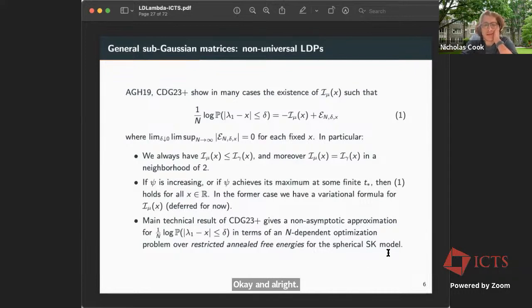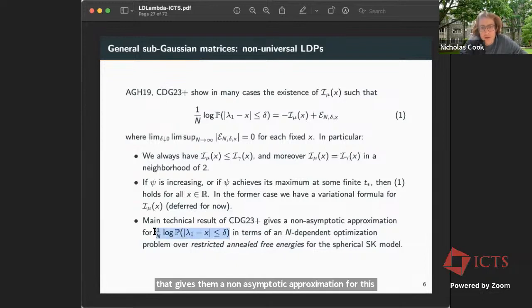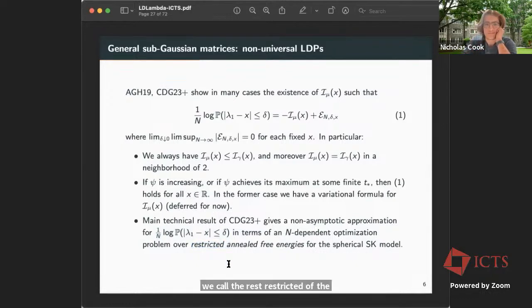So all of these cases in our work, we deduce from our main technical result, which gives a non-asymptotic approximation for this tail in terms of an optimization problem involving spherical integrals and the so-called annealed free energy. This already was in the work of Guionnet and Husson, but our innovation is to capture the tail in terms not of the full annealed free energy, but what we call the restricted annealed free energies. Okay, so I'll tell you what I mean by that.